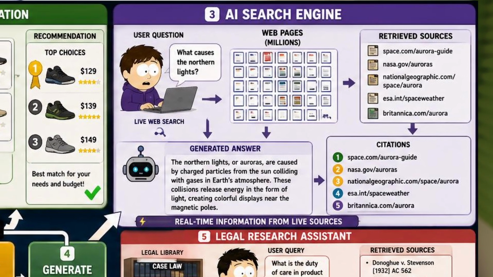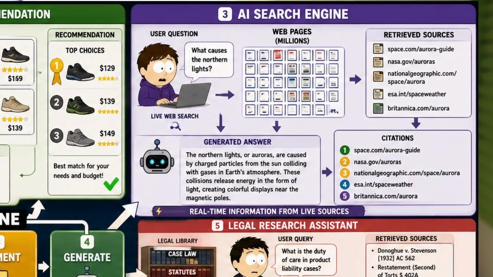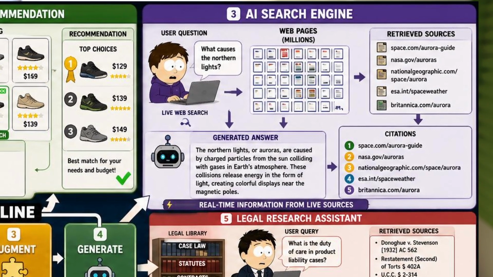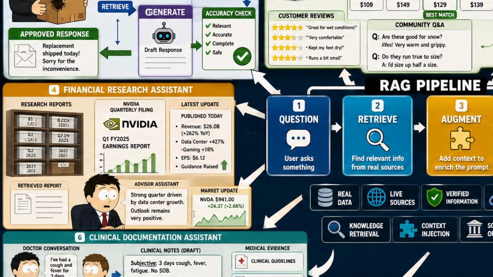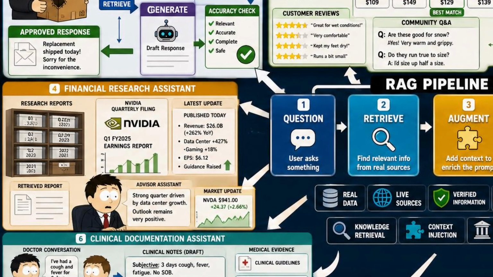The pipeline is the same. Take the query, search the live web, pull the most relevant pages, hand them to the model, generate an answer with citations attached. Perplexity actually maintains its own index of tens of billions of web pages for exactly this. The source of truth here is the entire internet, refreshed in real time, instead of the private folder.